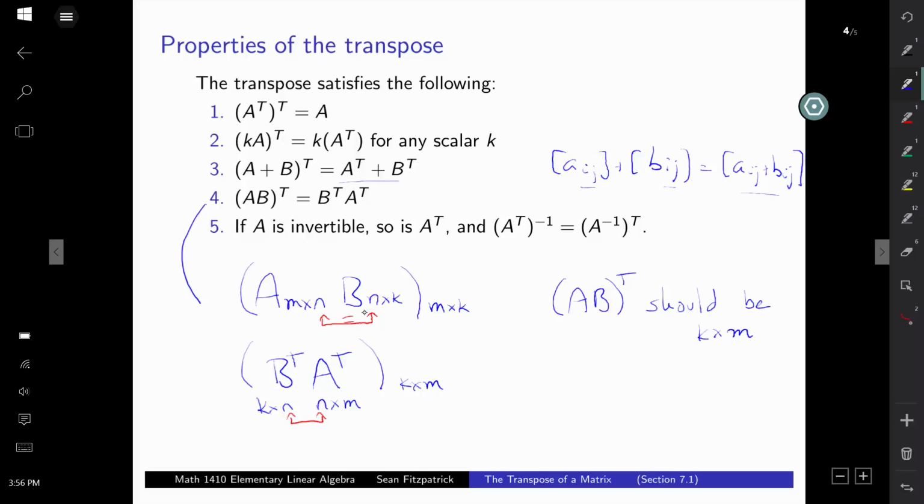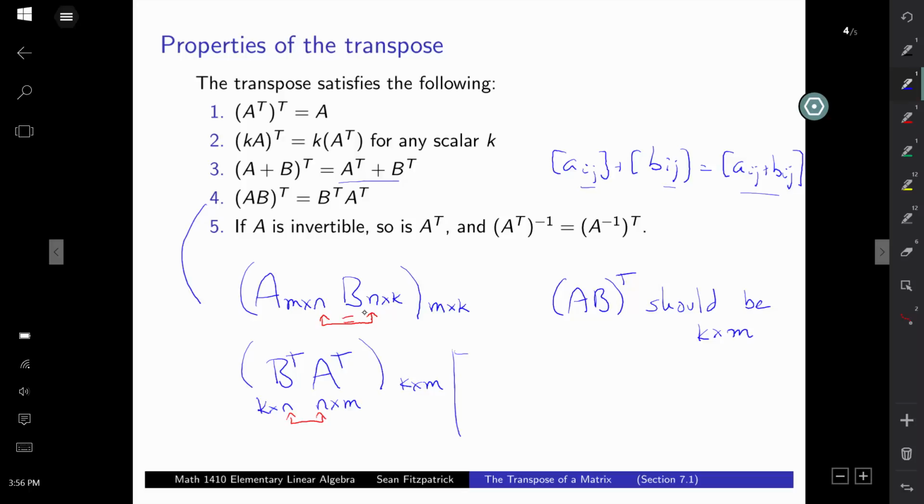On the other hand, if I were trying to do A transpose times B transpose, this would be n by m, this would be k by n, and those don't necessarily even match, right? So the product of the transposes in the original order might not even be defined. Okay, so reversing the order, if there is going to be a rule, it's got to be this one, and we can work out the details if we want to.